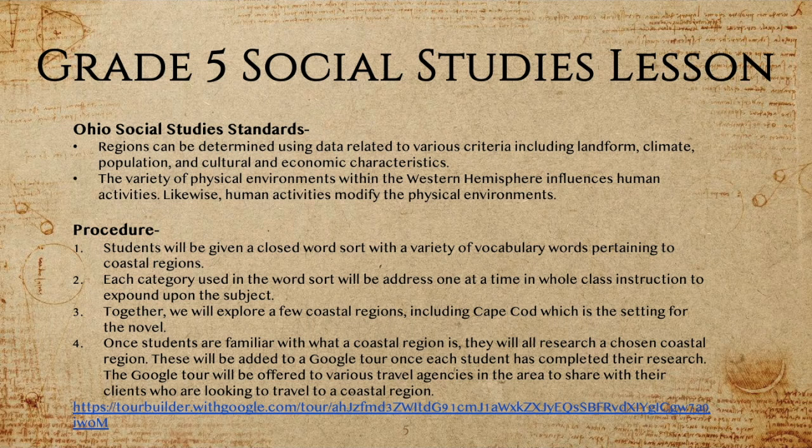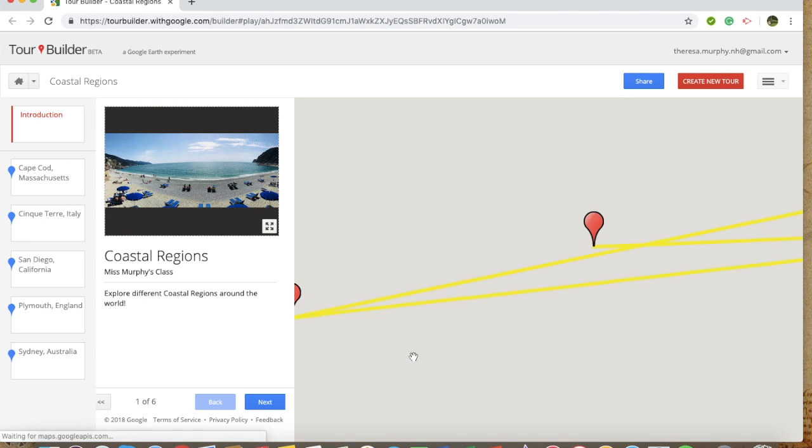The students would then be asked to each find a different coastal region to research and create a stop on a class-wide Google tour. This Google tour would be shared with local travel agencies for clients who would like to travel to the coast. Here is an example of a Google tour on coastal regions.